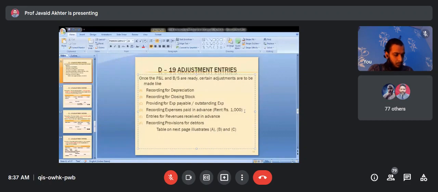So recording rent paid in advance is now clear: you will write rent and subtract paid in advance in the profit and loss account. In the balance sheet, you will show advance rent on the asset side. Now entries for revenues received in advance. Sir, in the P&L account, we'll add advance revenue to revenue, and in the balance sheet, advance revenue would be written on the liability side.